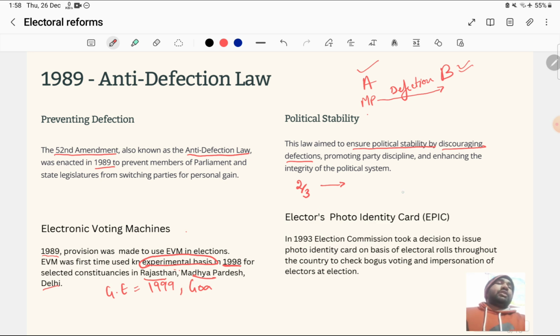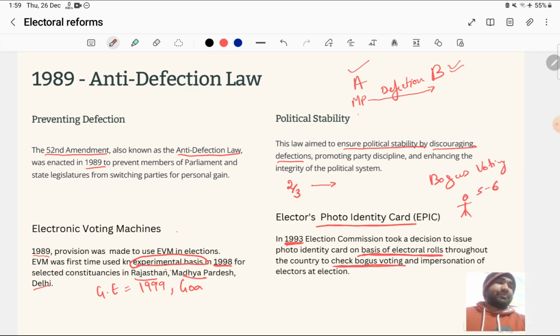Then again there was one more problem that was being faced, which was bogus voting. That is, one person will vote for five or six people by telling his name differently or by doing such other procedures. So a photo identity card was introduced in 1993, which was made on the basis of the electoral roll throughout the country, thus checking the bogus voting.